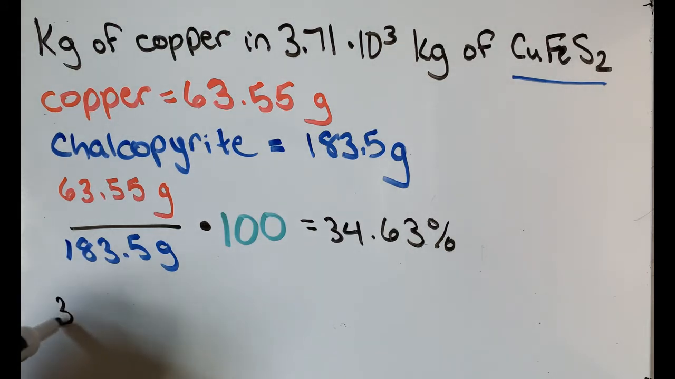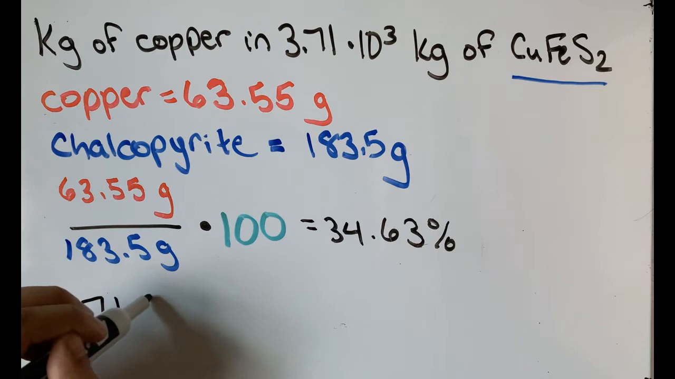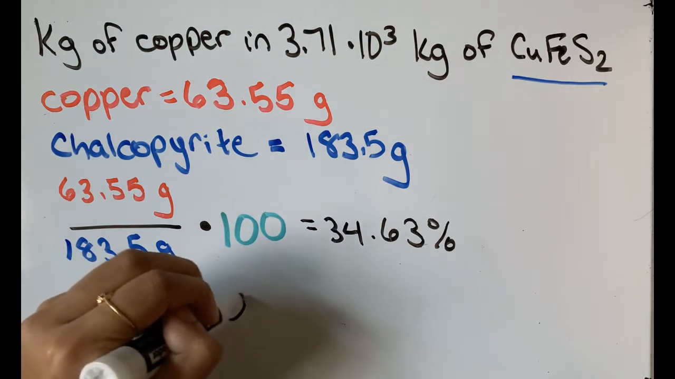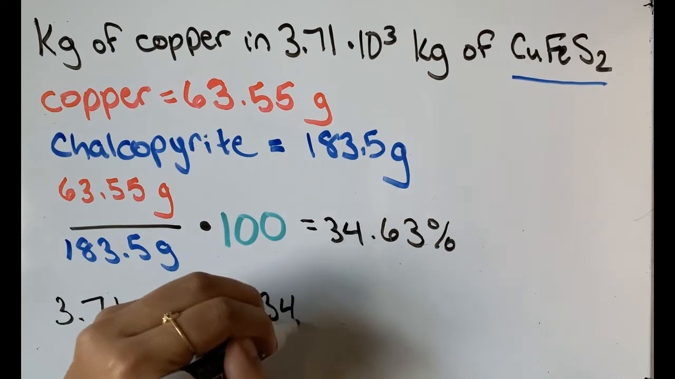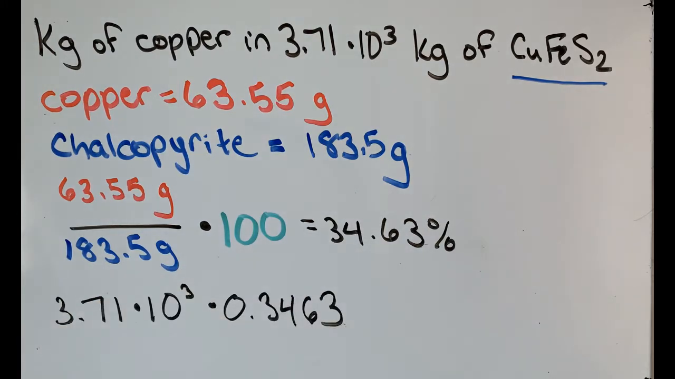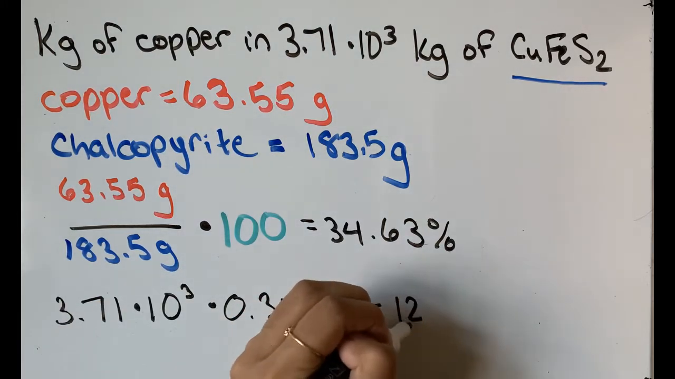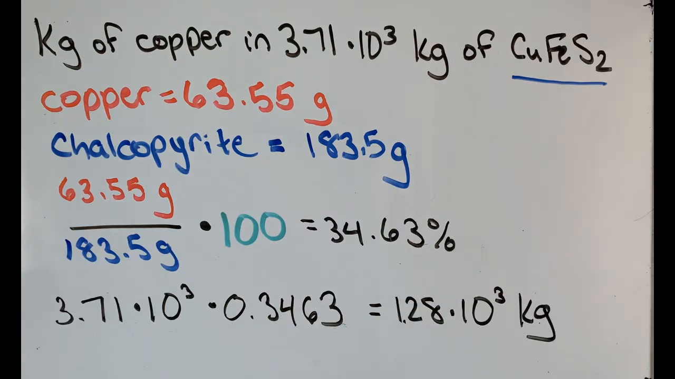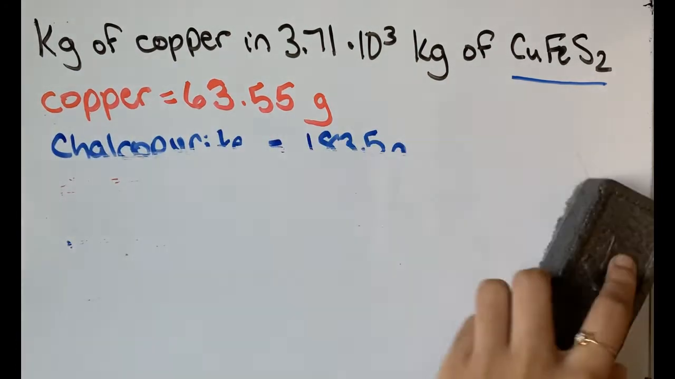We have 3.71 times 10 to the third kilograms of chalcopyrite, and that multiplied by 34.63%, or 0.3463, is 1.28 times 10 to the third kilograms. That's the mass of copper in that sample of chalcopyrite.